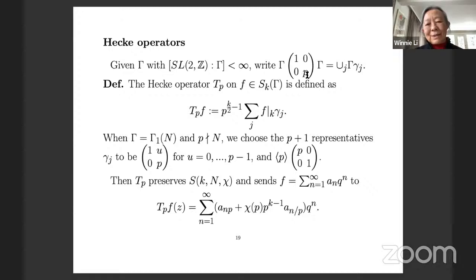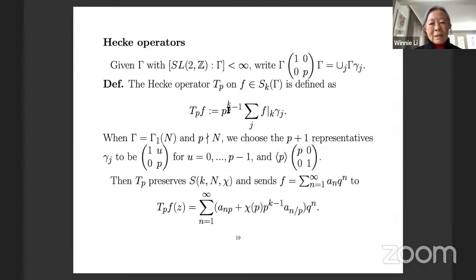We take 1, 0, 0, P, multiply both sides by the group gamma. And one can express this double coset as the union of the gamma cosets, with finitely many representatives, gamma j. And the action of a Hecke operator on the weight k cusp forms for gamma is just by applying this averaging on the coset representatives. So here we have our suitable normalizing constant in front.